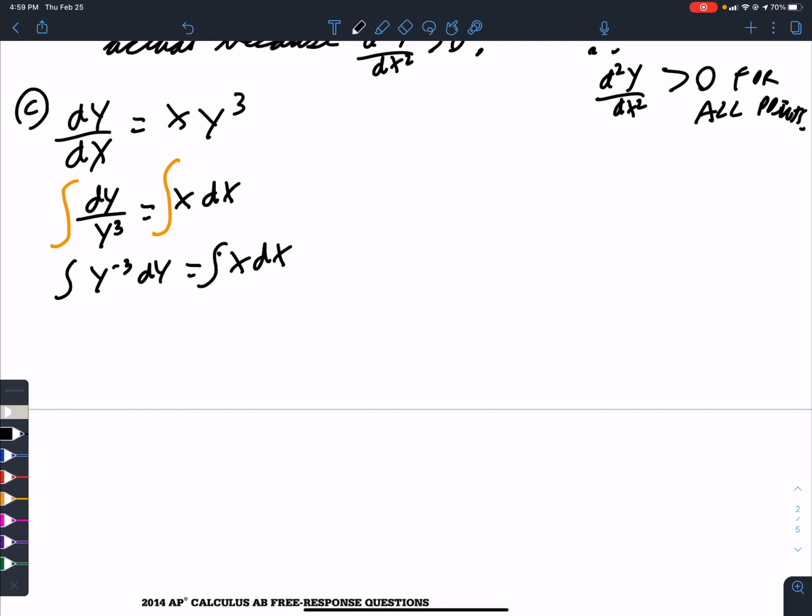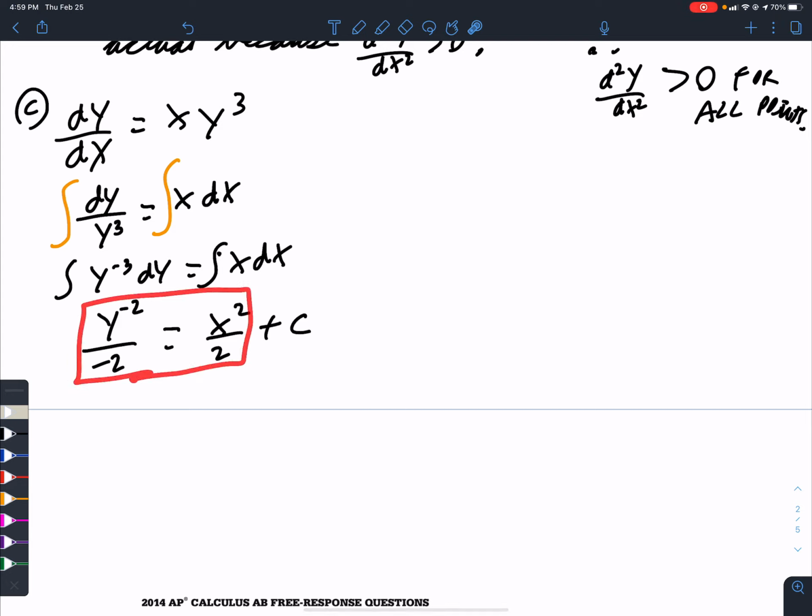Now it's easy. I add 1 to the exponent and divide by that. I add 1 to the exponent and divide by that, and I get a plus c. So believe it or not, back in 2010, you got 1 point for these antiderivatives. You actually got a point for just writing plus c. Kind of ridiculous, but that's what they did back then. Okay, our next step is we got to calculate c. But before I do that, I want to make this a little nicer.